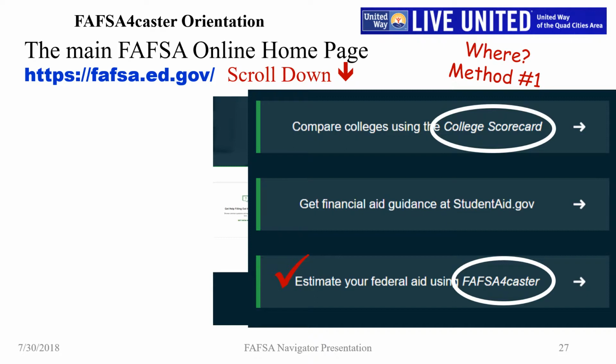Both are located way under the FAFSA login at the bottom of the main FAFSA website. The second method is actually inside the college scorecard.